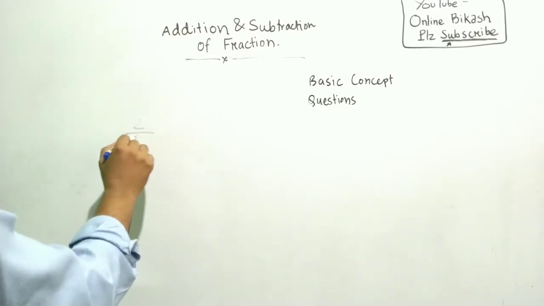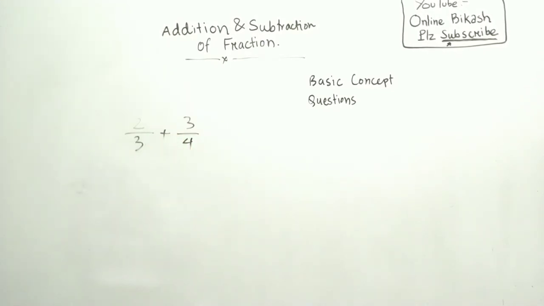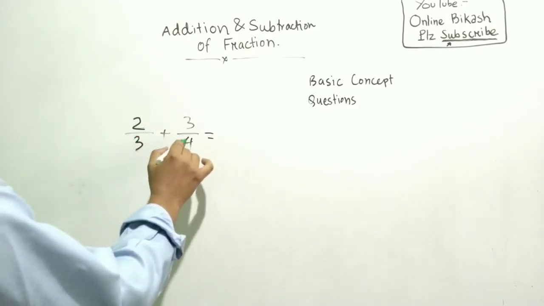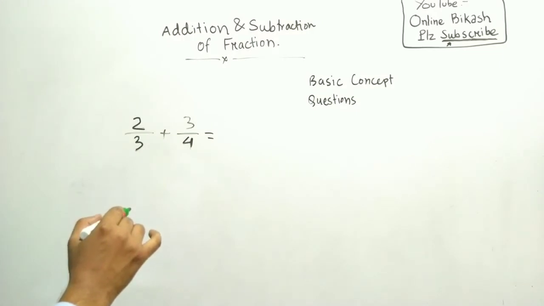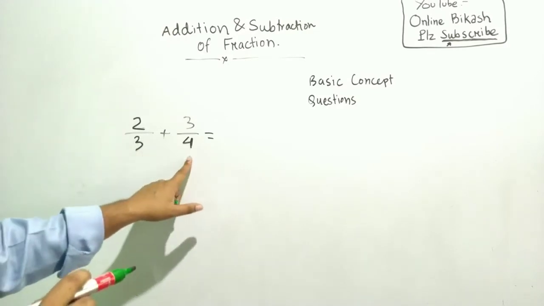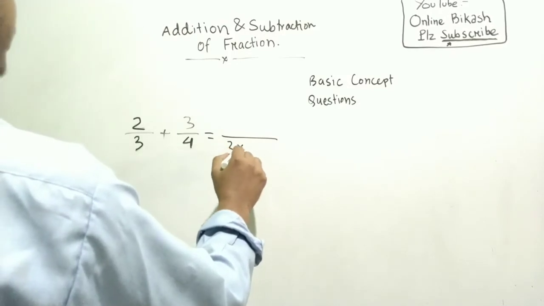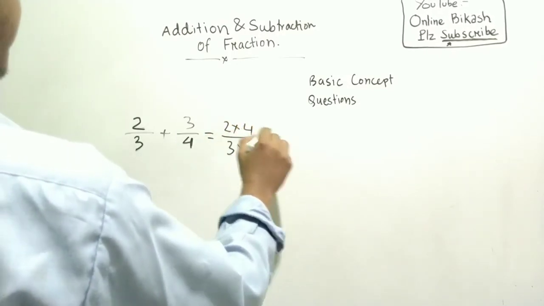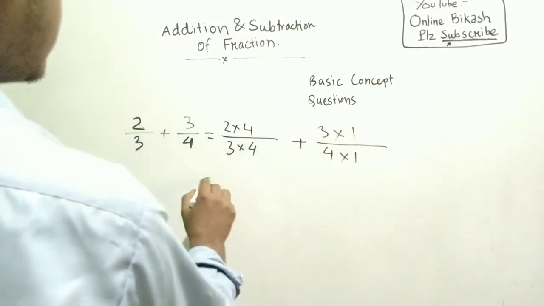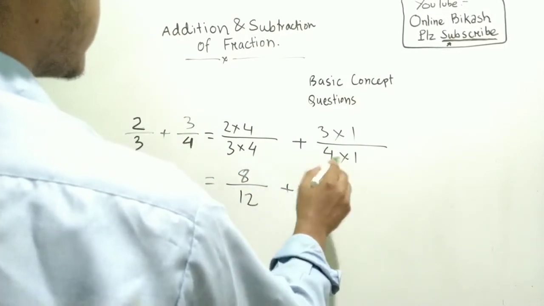2/3 plus 3/4. In this case, you can see the denominator here is 3, and the denominator here is 4. So what we will do, we will make them the same. It will look like 3 into 4 and 2 into 4 for the first, and 4 into 3 and 3 into 3 for the other.